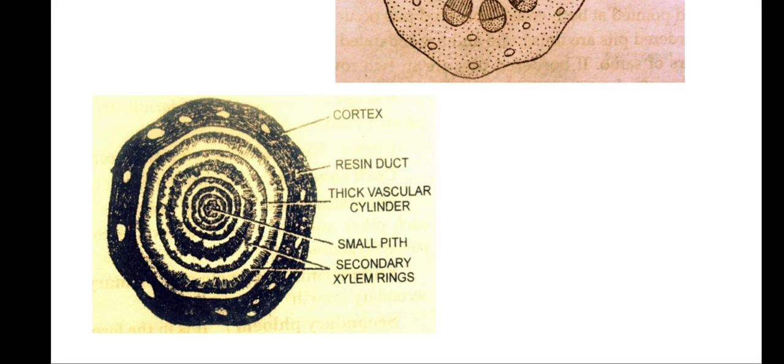In Pinus, the secondary medullary rays are structurally more complex, and medullary rays in secondary xylem are called xylem rays, and the medullary rays in secondary phloem are called phloem rays. These phloem rays and xylem rays are formed from cambium cells.